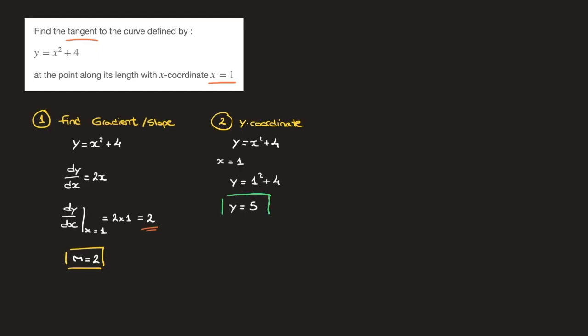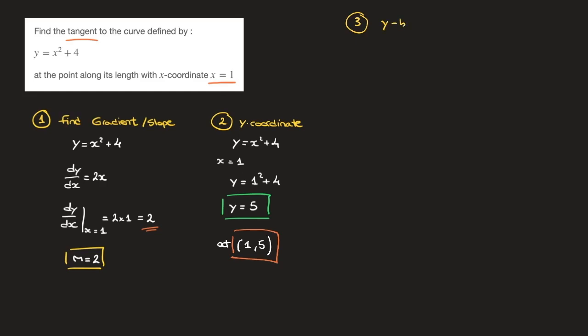And that's the y-coordinate. So at this stage we know that the tangent's gradient is 2, and that it passes through the point whose x-coordinate is 1 and whose y-coordinate is 5. And in fact, I'll go ahead and write at the point (1, 5). There we go. We now move on to the third and final step, in which we actually find the tangent's equation. And for that, I like to use the following line equation.